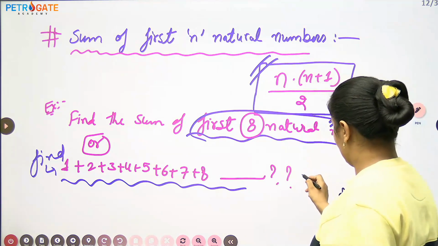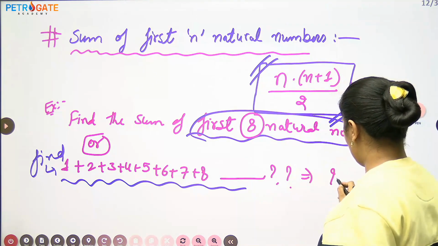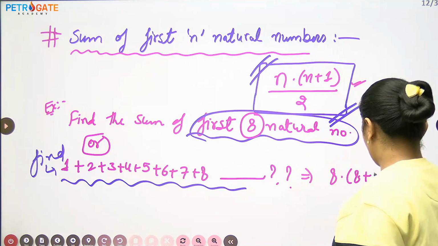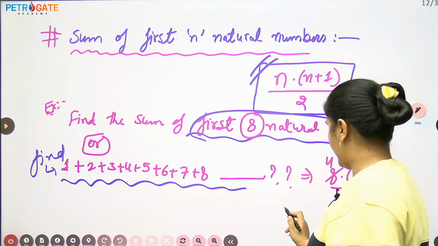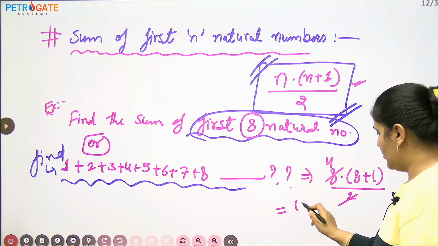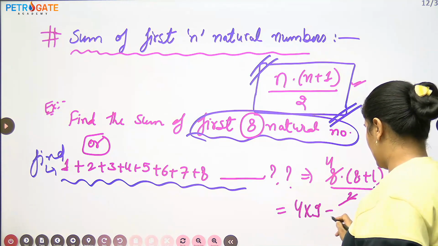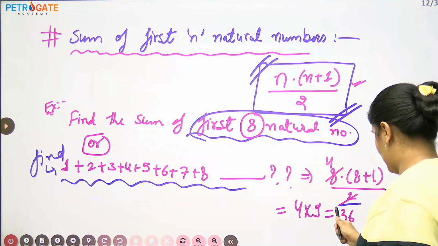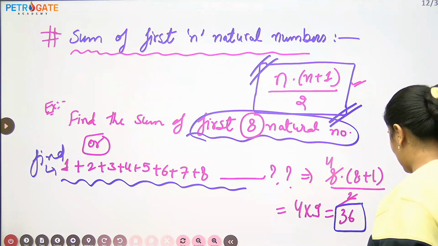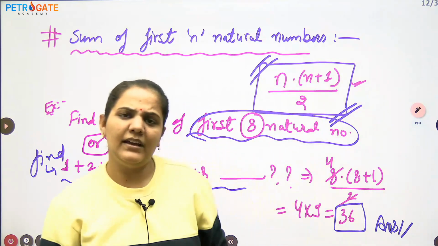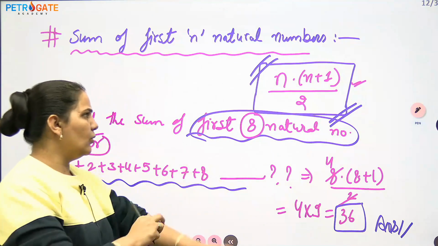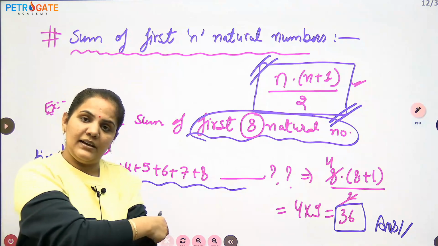Guys, it is 8. So when we approach here, it will be 8 into 8 plus 1 divided by 2. The 8 will be cancelled out by 4. Right, so 4 into 9, it will be 36. So my final answer will be 36, my guys. Is it clear? It's a very simple thing. We will go in a very easy manner, right?